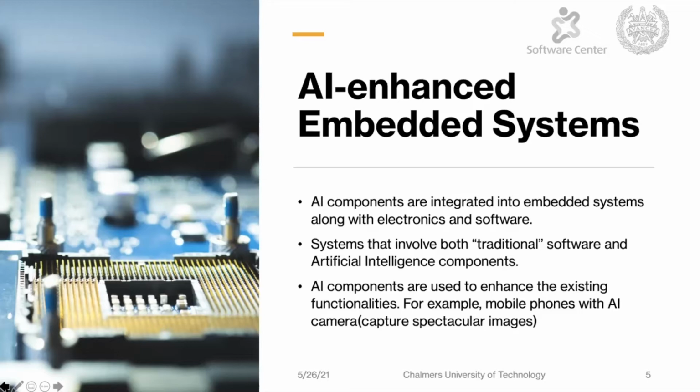So why do we need to incorporate these AI components in embedded systems? These AI components are used to enhance the existing functionalities. For example, our mobile phones with AI camera. These AI cameras enable us to capture spectacular images, which means that this mobile phone is an example of an AI-enhanced embedded system, but not an AI-enabled system, because in AI-enhanced embedded systems, only a particular functionality or a set of functionalities are enhanced with AI components.